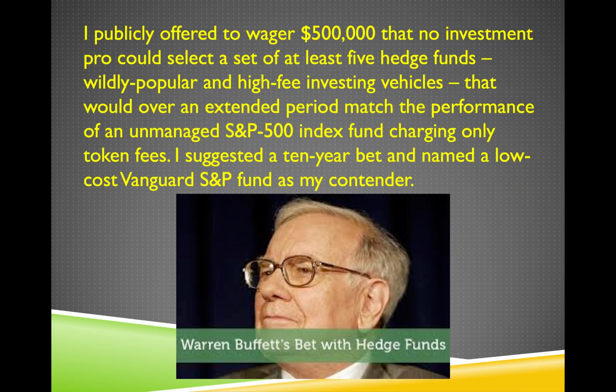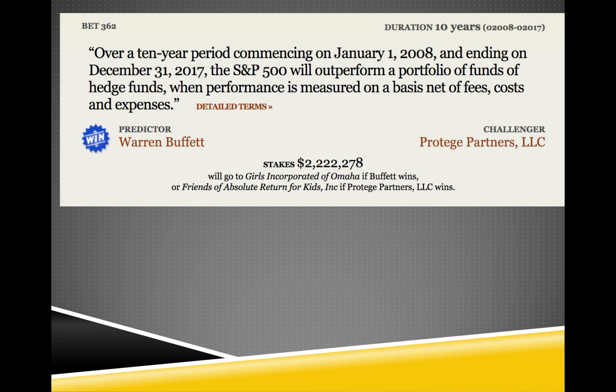Warren Buffett made a very famous offer. He offered to wager $500,000 that no investment pro could select a set of five hedge funds that would, over an extended period of time, match the performance of the unmanaged S&P 500 index, which of course an index fund typically can charge really low fees. And he named the Vanguard S&P 500 index fund, which has very low fees, as basically his choice. And he basically bet, and somebody took him up on it. Protege Partners LLC took him up on that, and they each put in money to make that bet.